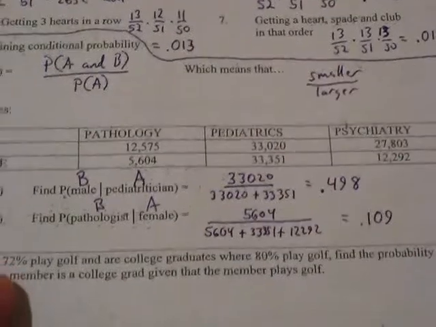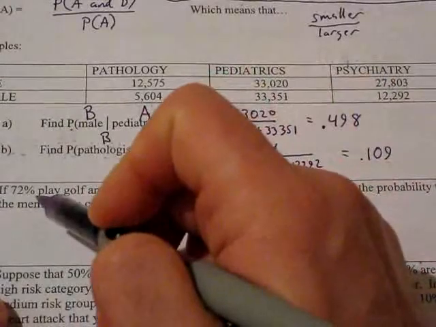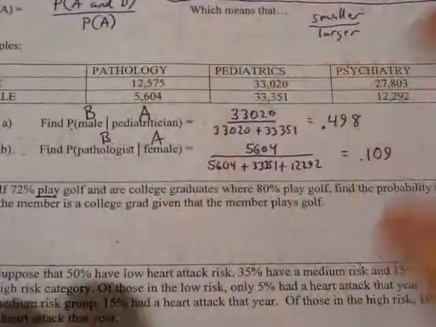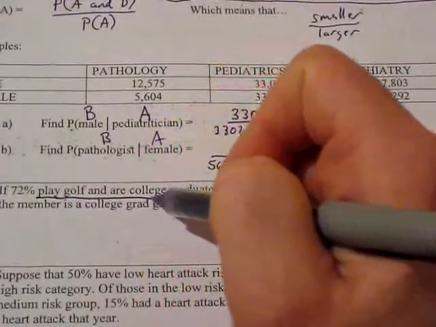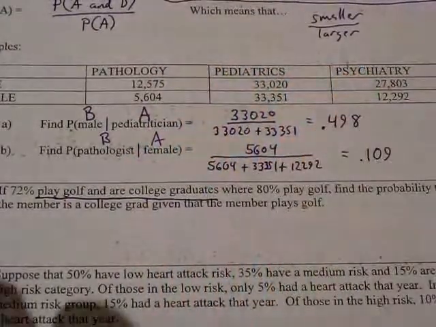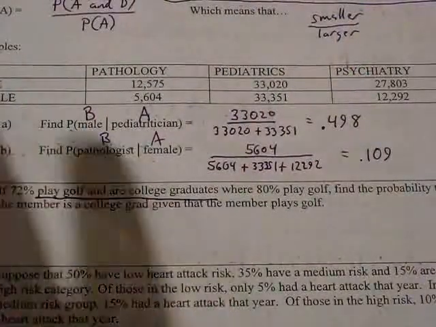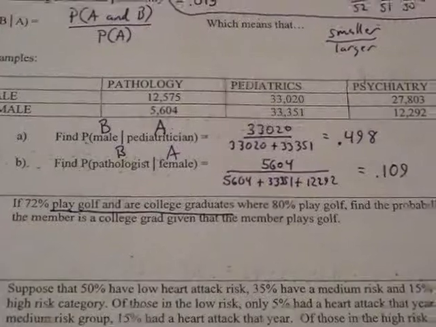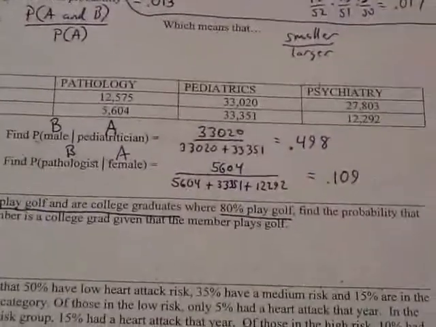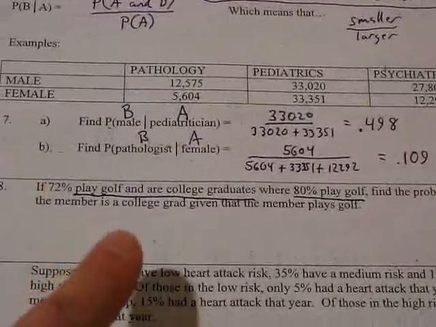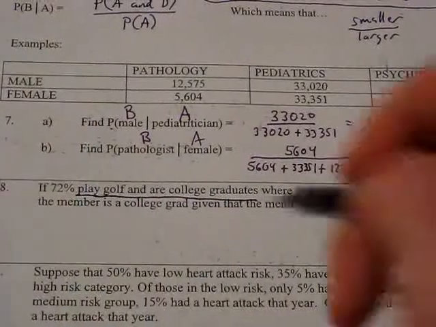Now again, we'll follow this pattern right down here. Now if 72%, this is actually taken from the book, if 72% play golf and are college graduates, so this is our A and B right here, this is our two conditions, that's outside of this country club, and 80% of the people in the country club play golf. Find the probability that a member is a college graduate given that the member plays golf.